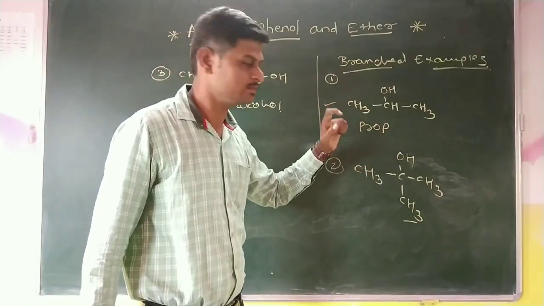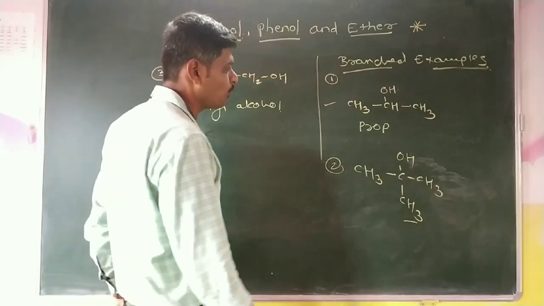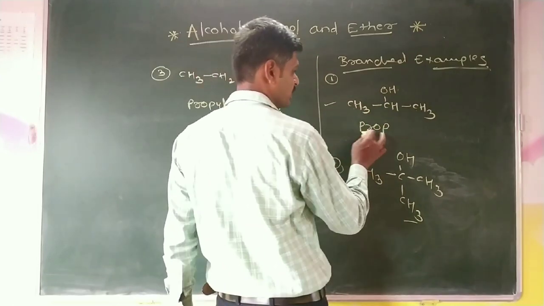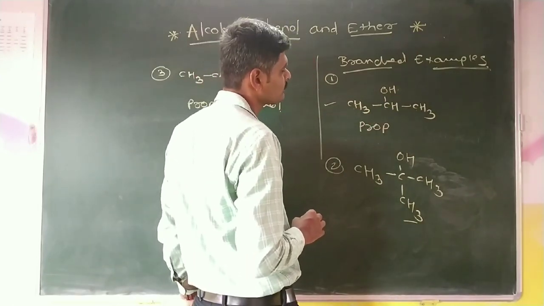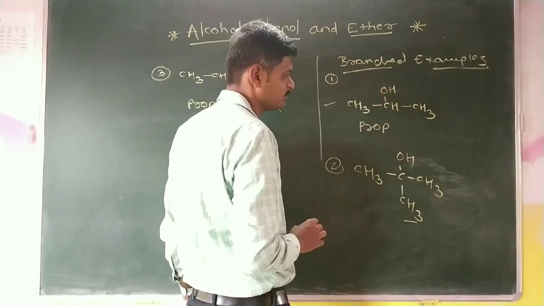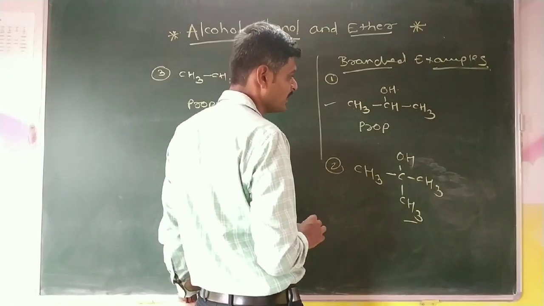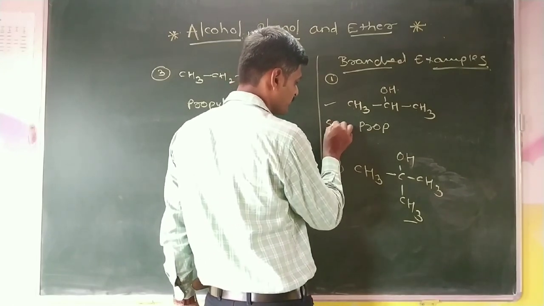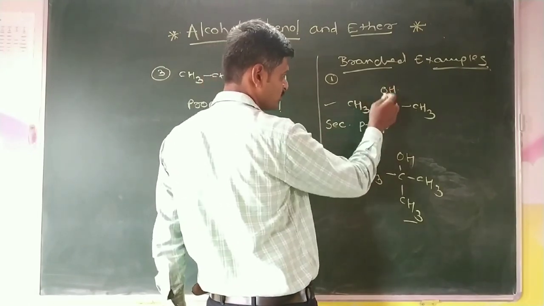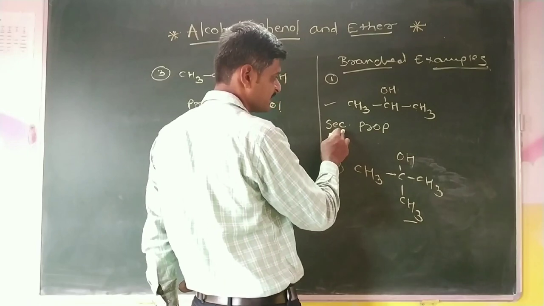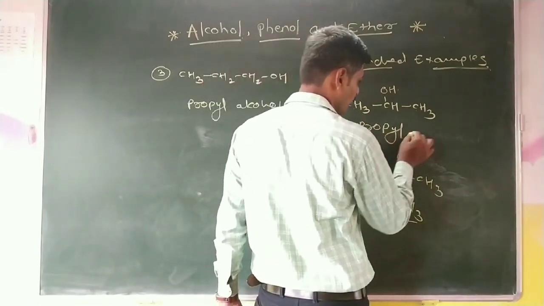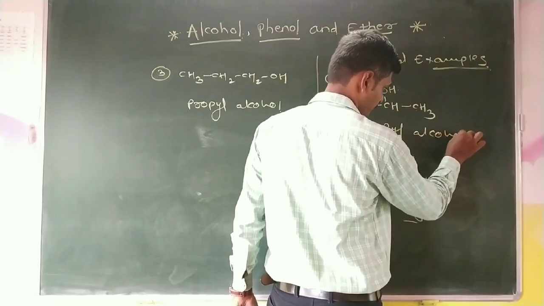In this case, the prop, that is the 1, 2, 3, 3 carbon atoms are here, therefore we can write the prop. Then this OH should be attached to the secondary carbon atom. Because this hydroxyl group is attached to the secondary carbon atom, therefore sec-propyl, sec represents the secondary, propyl alcohol.